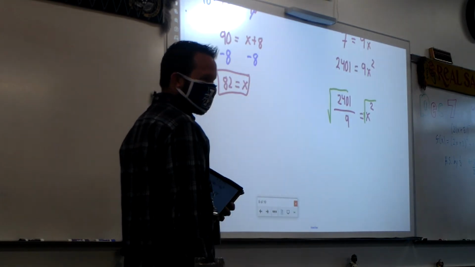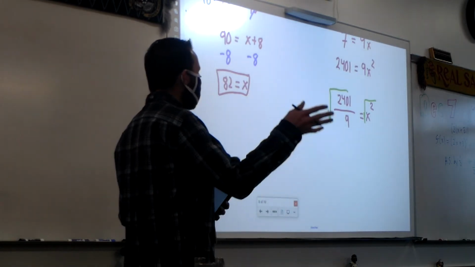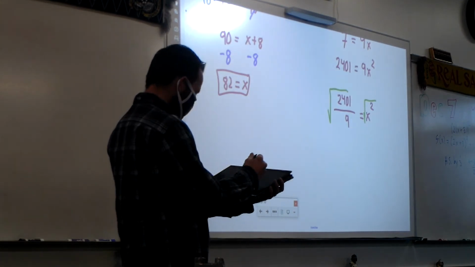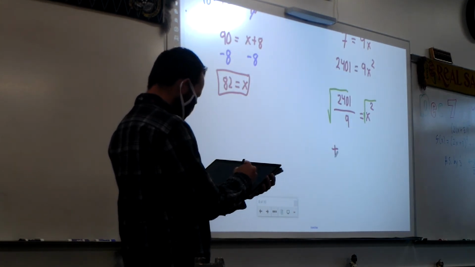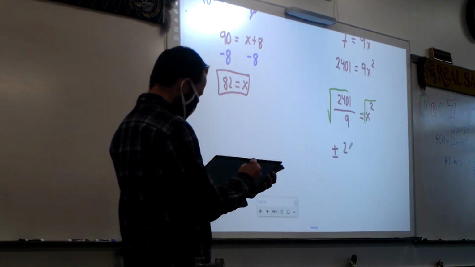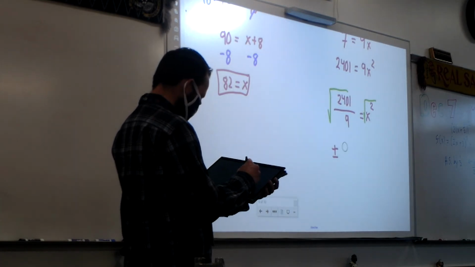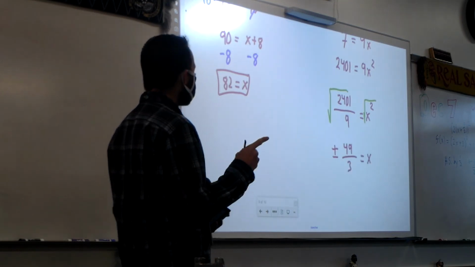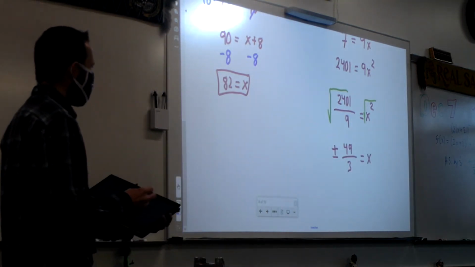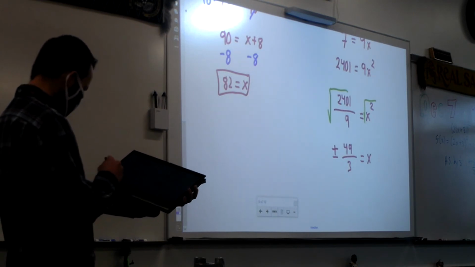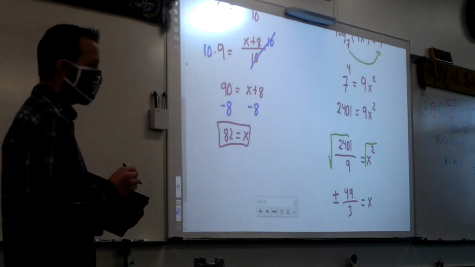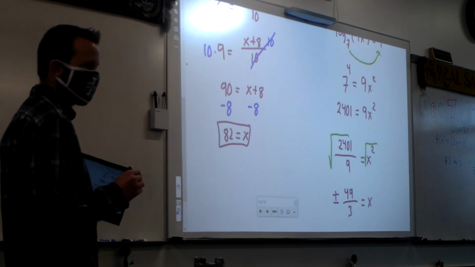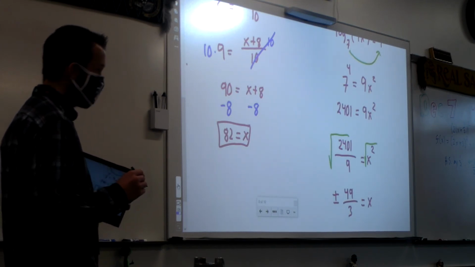Remember? When you take square roots, you got the positive or the negative. So here, when I take the square roots, it should be a plus or minus. You said 49 thirds, is that right? Square root of 2401 is 49, and square root of 9 is 3. Okay, but here's the thing, I need to go and check if they both work. Now, before I get to checking, is that what you guys got? Were you able to do this on your own? Do you have any questions before we check it?